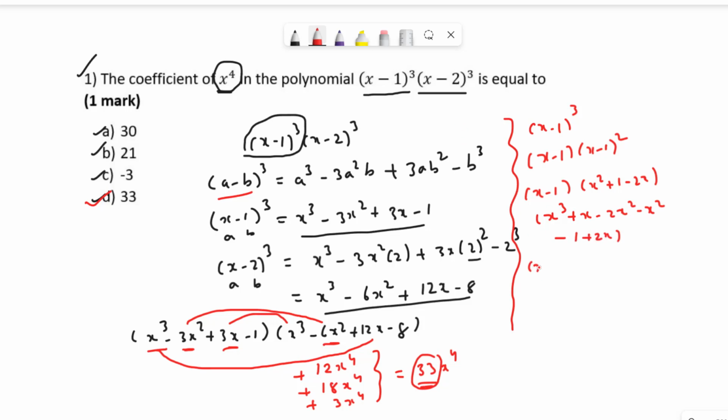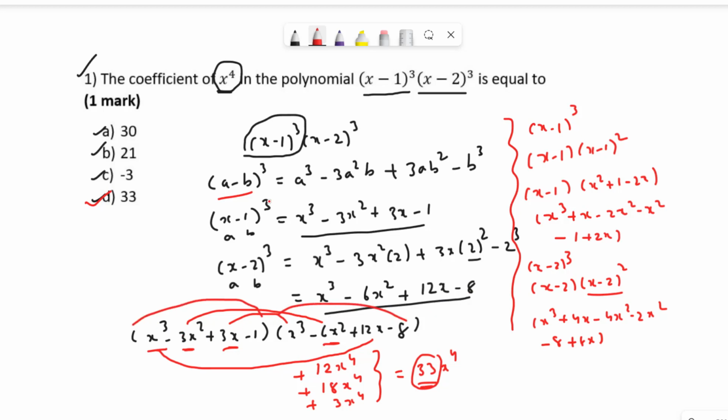x cube plus x minus 2x square minus x square minus 1 plus 2x. Similarly, you can expand (x minus 2) whole cube, x minus 2 into (x minus 2) whole square. Again, you can expand, this is (a minus b) whole square. Similarly, again you will get x cube plus 4x minus 4x square minus 2x square minus 8 plus 8x. So again you will get the same form, this one and this one, and again you need to multiply. You need only the x to the power of 4 coefficient. So you just find the terms that give us x to the power of 4. So this is a very simple question that is asked for 1 mark. It's a free 1 mark question. Okay. So the answer is 33.